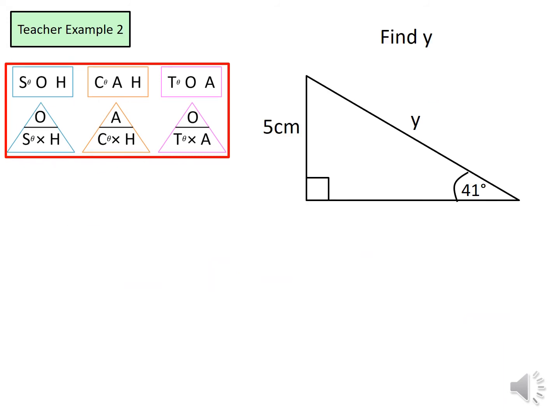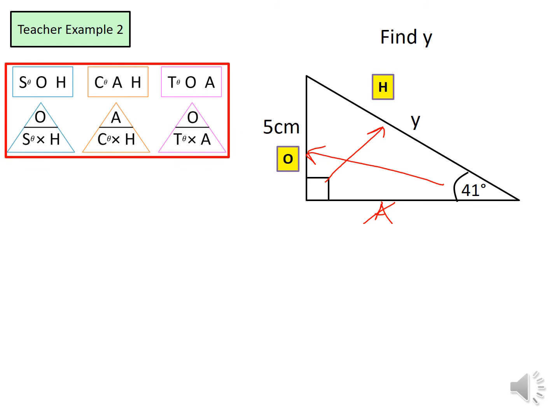Alright guys, for this example we need to work out the length of y. First things first, we need to label the sides. Opposite the right angle is my hypotenuse, opposite my angle is my opposite side, and we're left over with the adjacent. Why do we not use the adjacent? Because there is nothing there, it has no value, it doesn't want you to do anything with it.